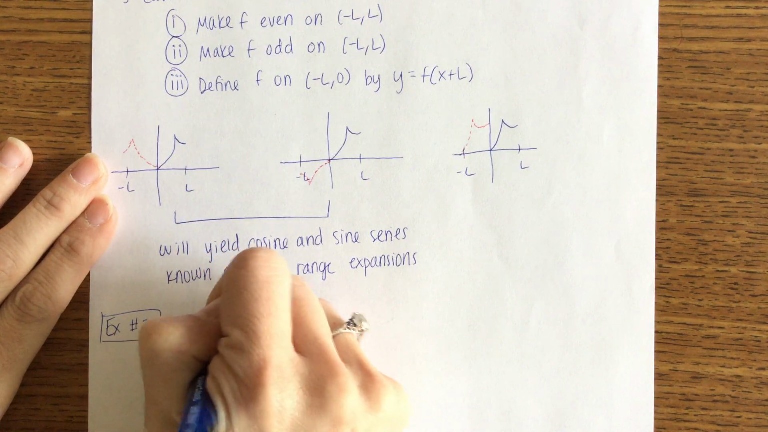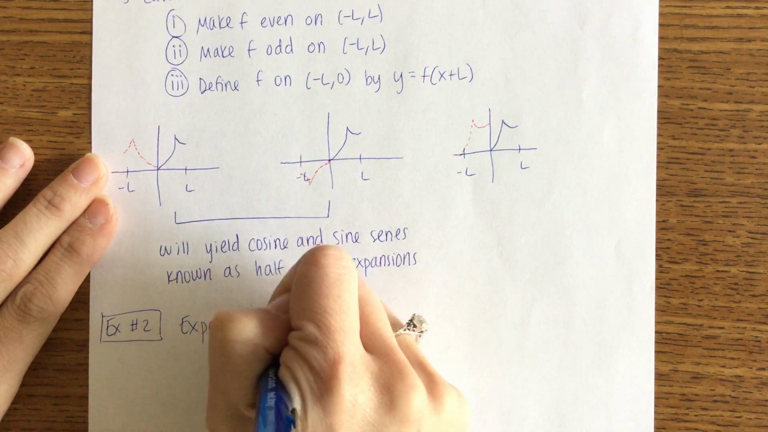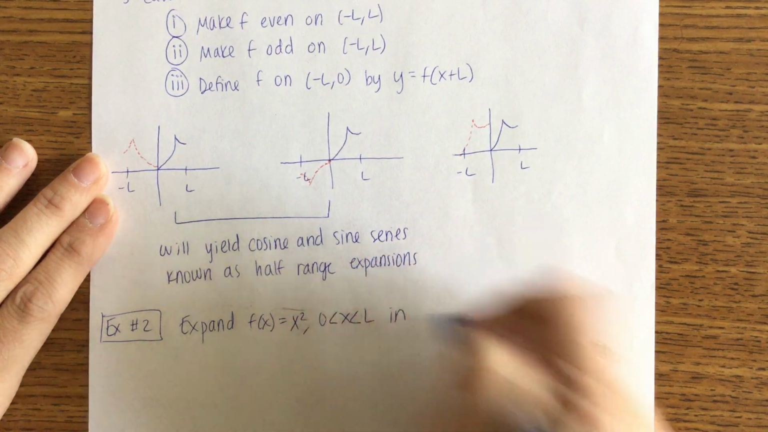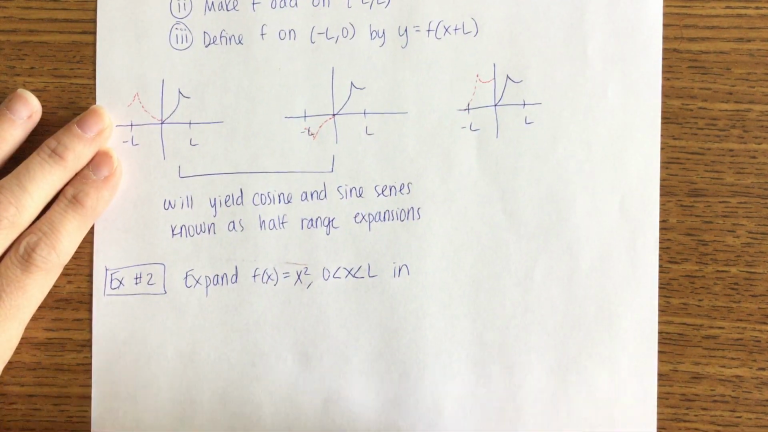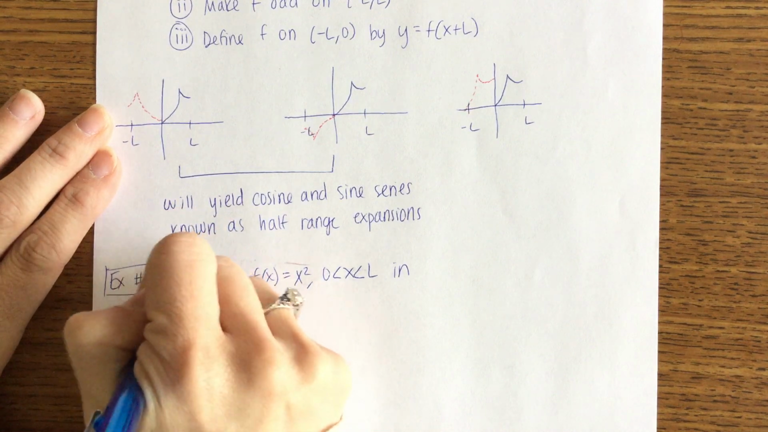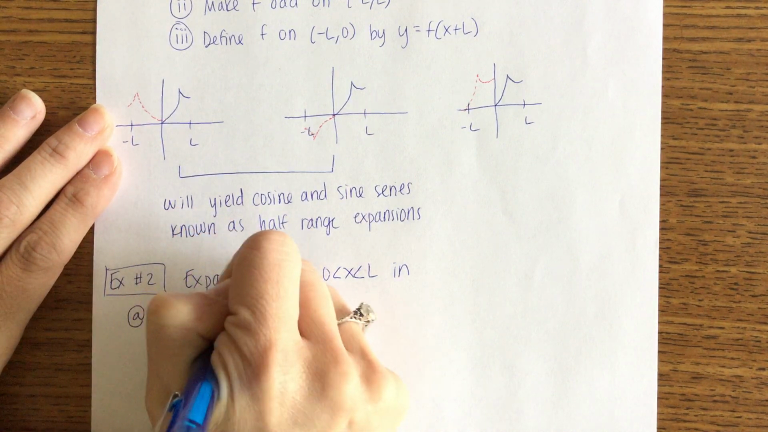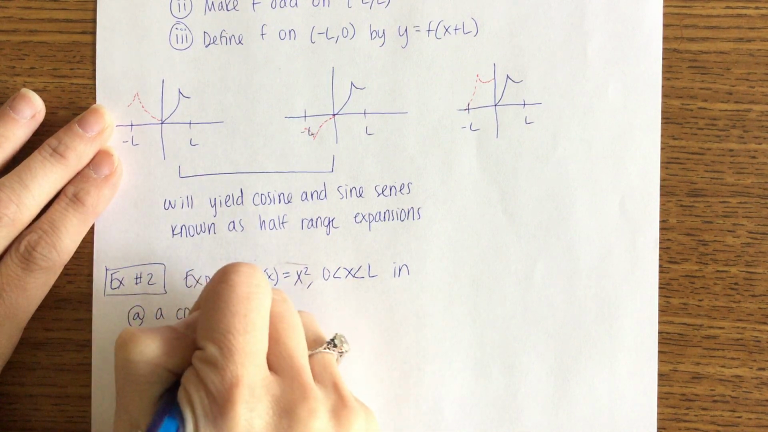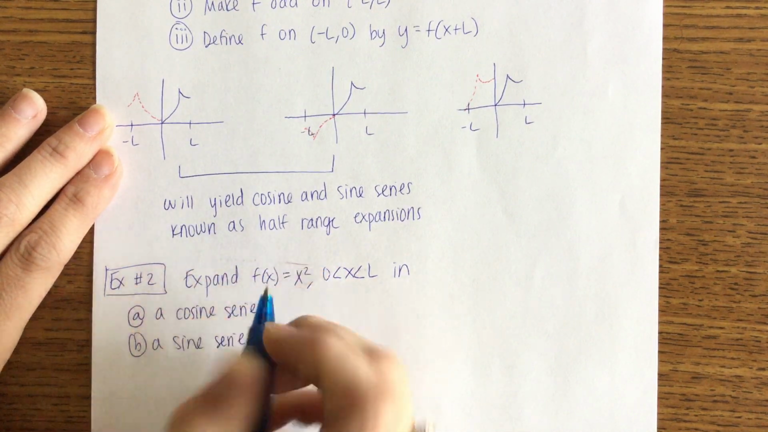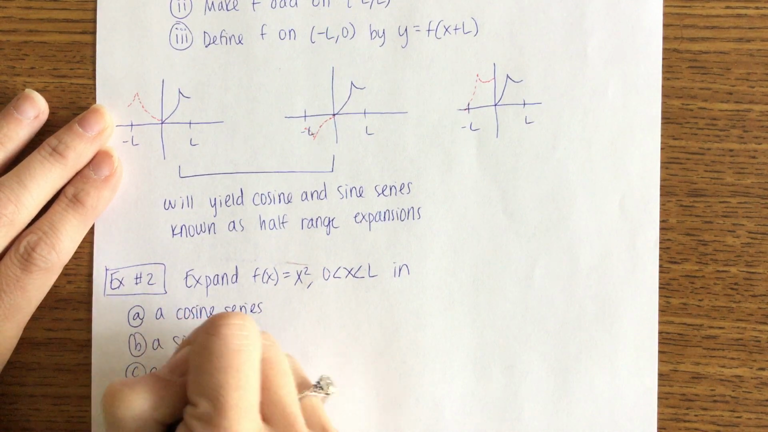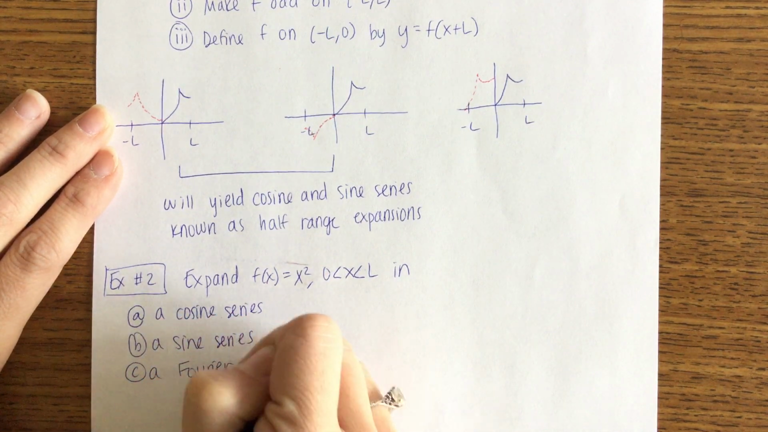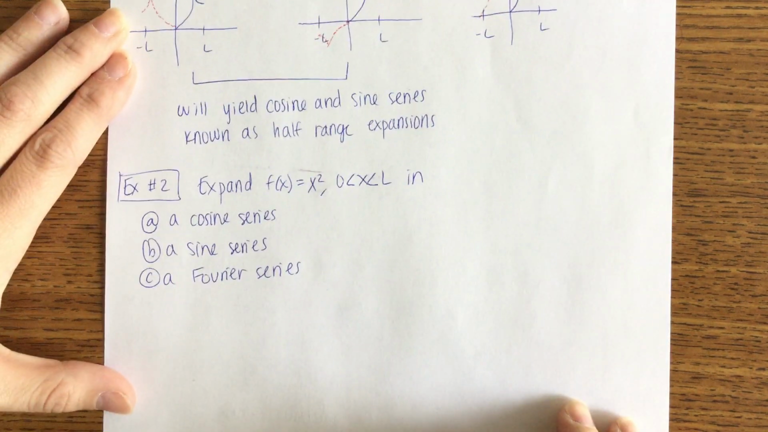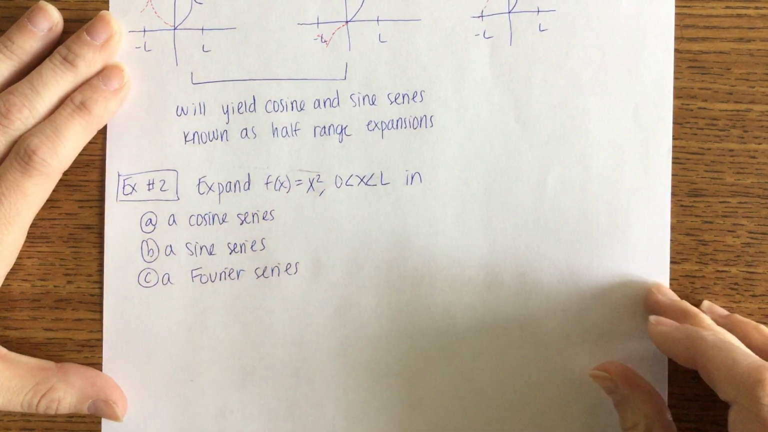We are going to expand f of x equals x squared, x between 0 and L, in first a cosine series, then a sine series, then a Fourier series. So these correlate to cases 1, 2, and 3.